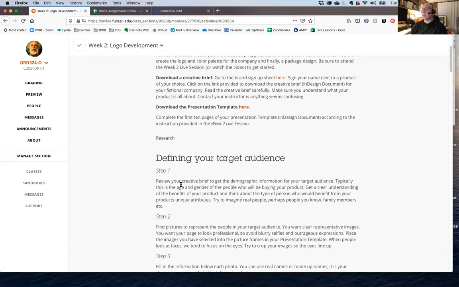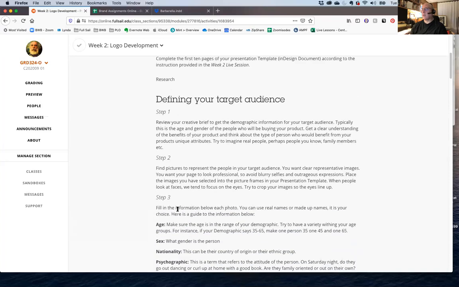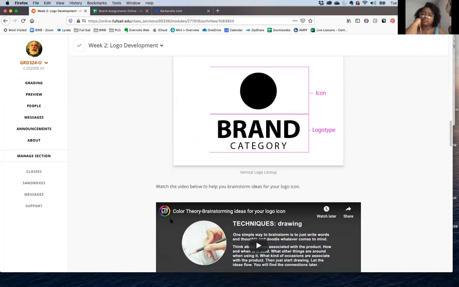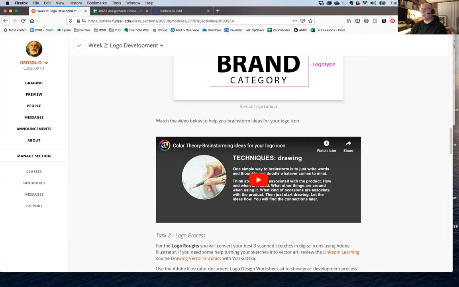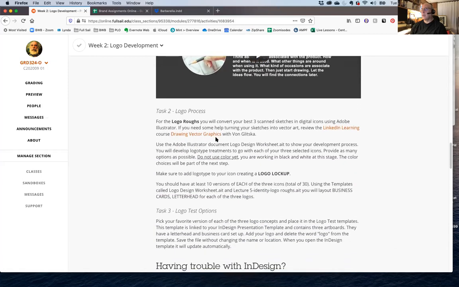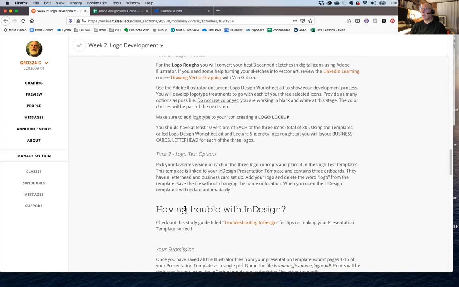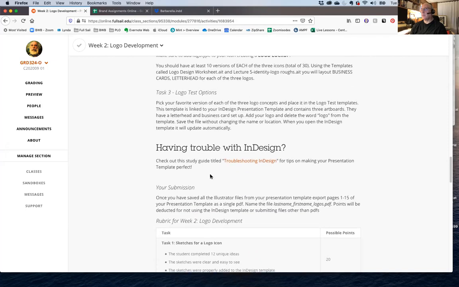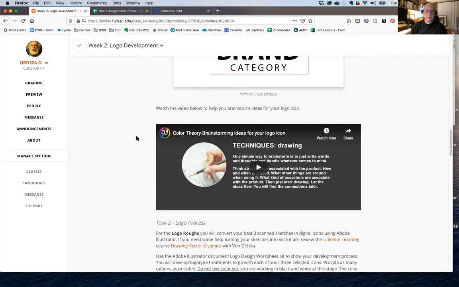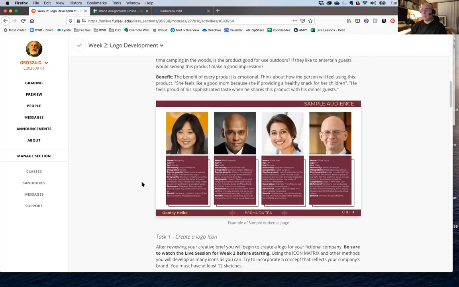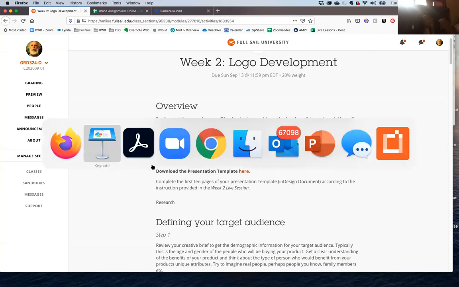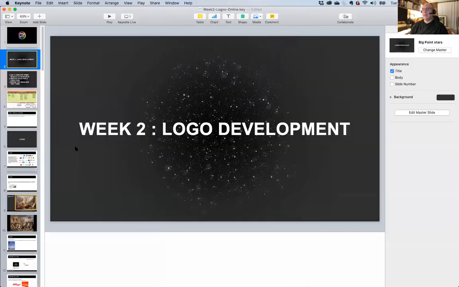Then there's detailed information about how to do each step: defining your target audience, creating a logo icon, brainstorming techniques for coming up with ideas for your logo icon. Then you're going to do the logo process. There are a few tips on InDesign here. And then you're going to submit that by Sunday. Is that helpful? So just to reiterate, you are not making up your own company. You're downloading a creative brief from this link in the assignment. Okay, that's pretty cool. Good. I'm glad you agree.